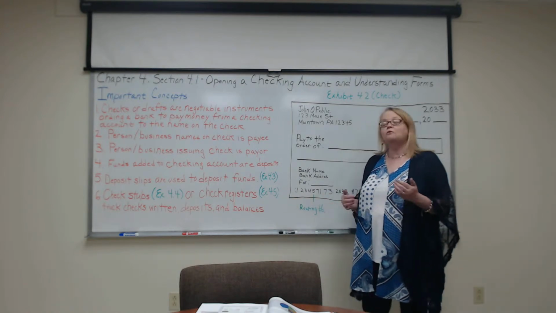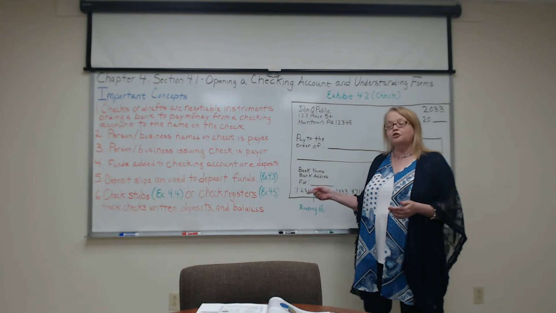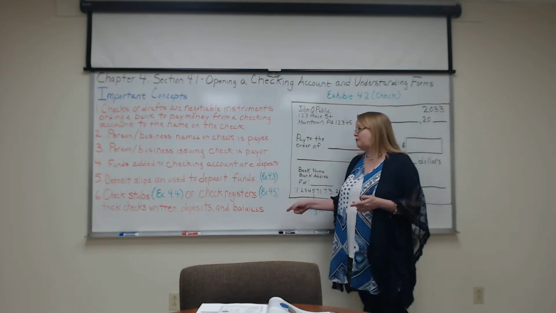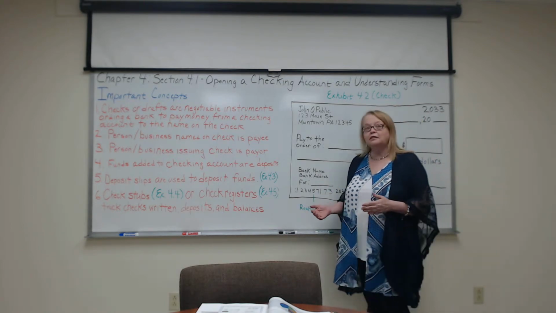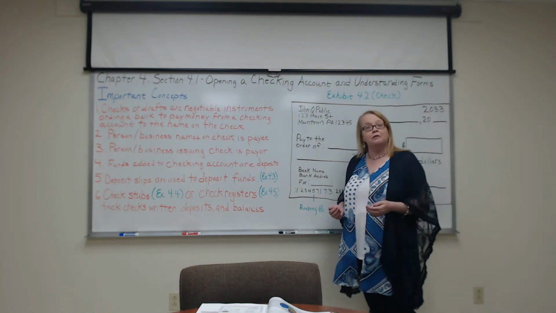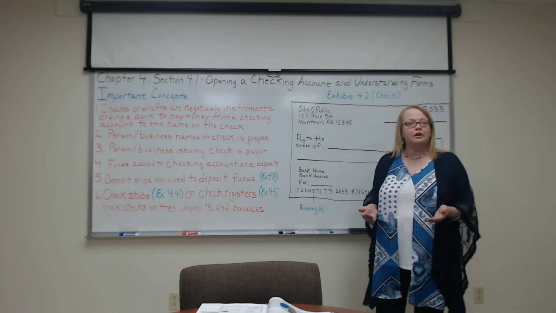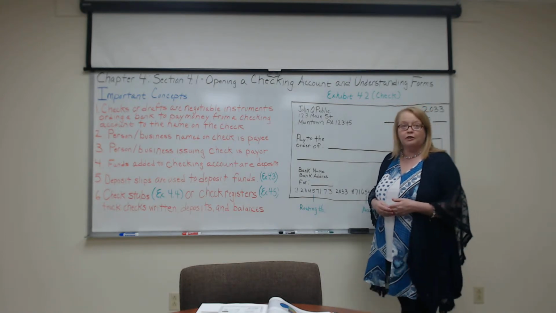Check stubs, which an example is found in Exhibit 4.4, or check registers, which are found in Exhibit 4.5, help you to track any checks that are written, any deposits that are made, and then of course what your account balances are. It's important to keep track of what money you have so that of course you don't overdraw and receive additional fees for overdrawing in an account.